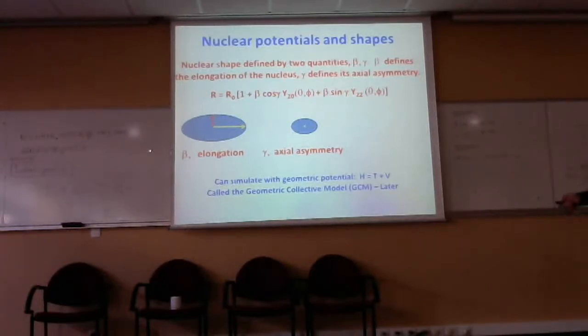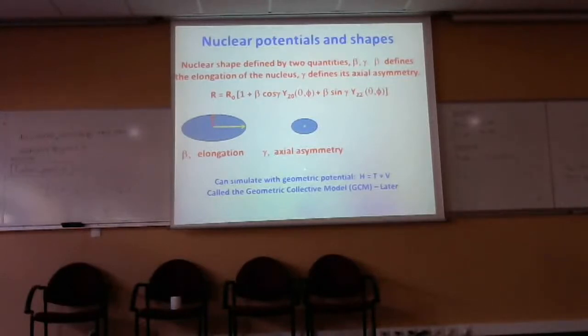By the way, there are other notations for this in the literature. There's epsilon, there's delta, there's even eta. You guys probably will never encounter eta, but in the past it was used. If you see an epsilon or a delta or a beta, they're all the same within about 5%. They're slightly different definitions. Most people use beta.